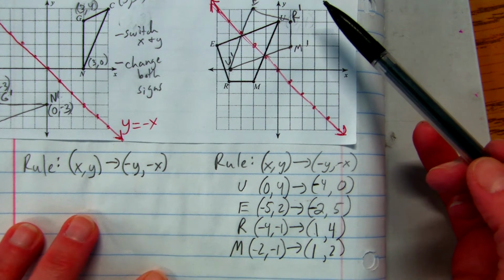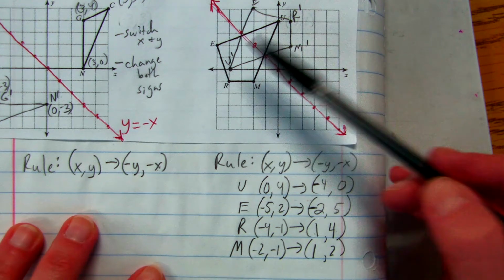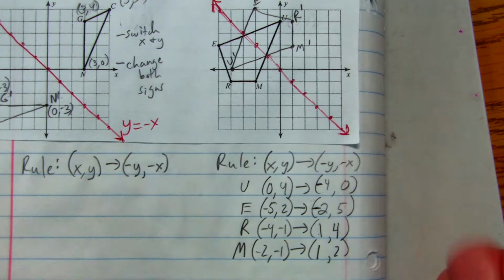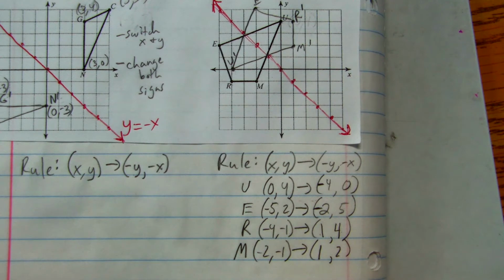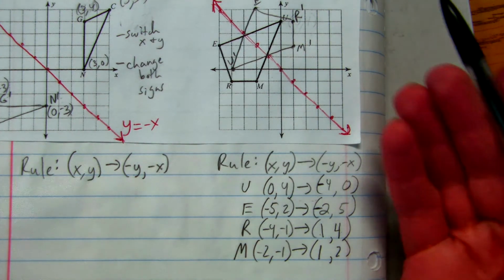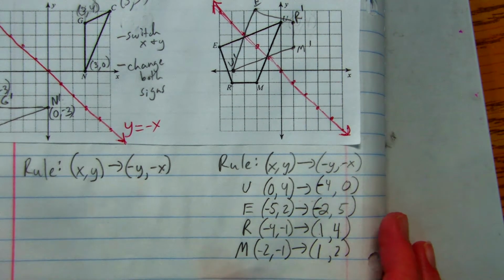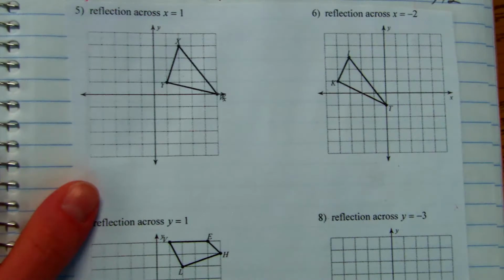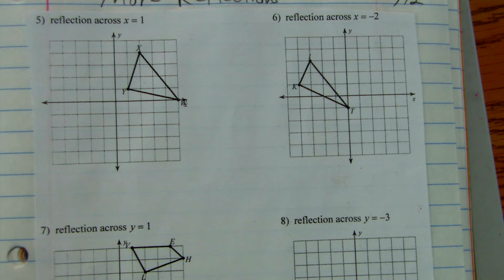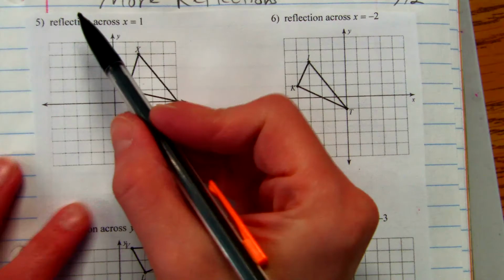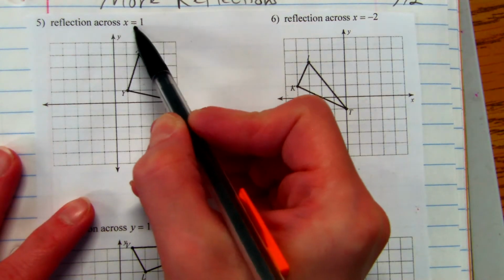Okay? Lots to remember. Basically, we're just flipping it over the line like we did with the patty paper, but it gets a little bit more technical when we've got exact points. It's on the coordinate grid. Okay, so let's turn to number 5. And I'm going to teach you guys some new lines, although I think these are easier than the ones we just did. So it says we're going to make a reflection across the line x equals 1.